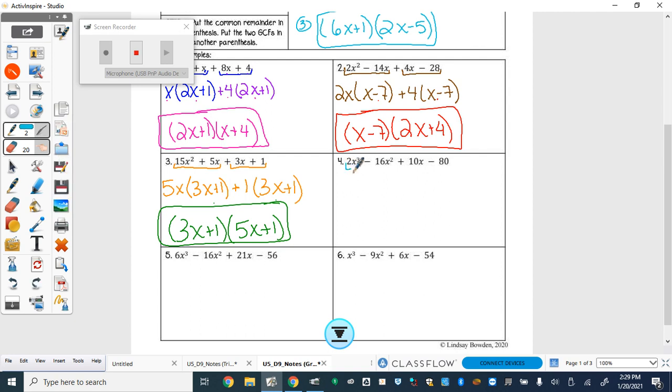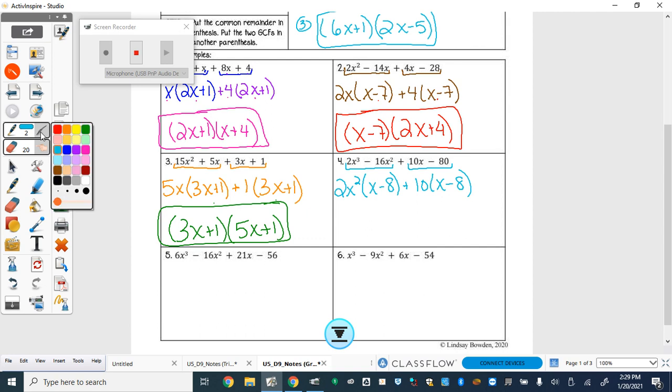Fourth example. Group my first 2, group my last 2. GCF of the first 2 would be 2x squared. So now I'm left with x minus 8. GCF of the last two will be 10. So then I've got my x minus 8. So x minus 8 times 2x squared plus 10.